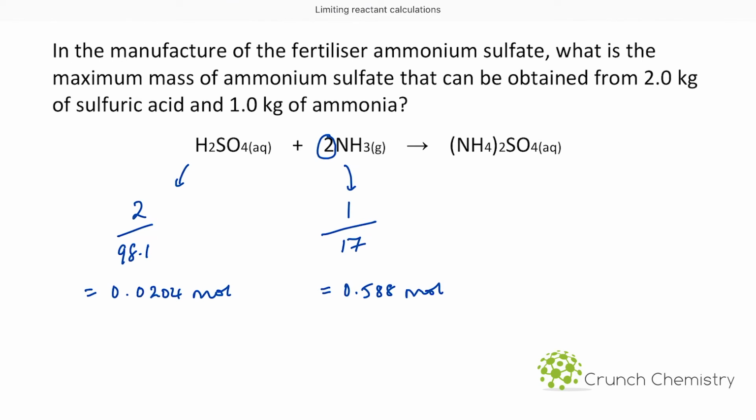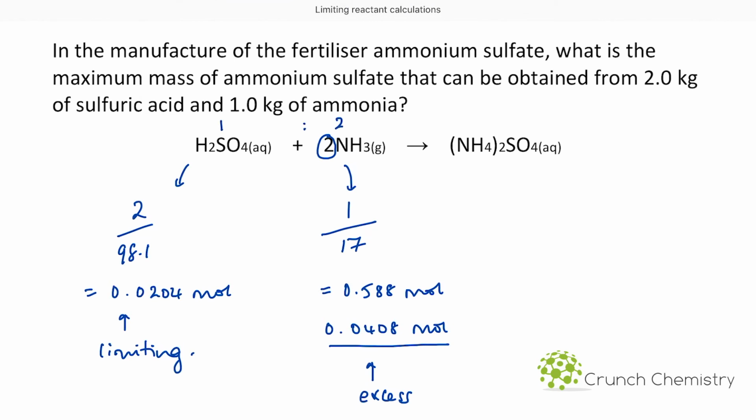So 1-to-2 ratio, how does that work? Well, I think we can see straight away that the limiting reagent here is going to be the sulfuric acid. I've got 0.0204 moles of that. I only need twice as that, so 1-to-2 ratio. I need 0.0408 moles of ammonia to complete this reaction. Clearly I've got far more of that, so the ammonia is in excess and the sulfuric acid is the limiting reagent.